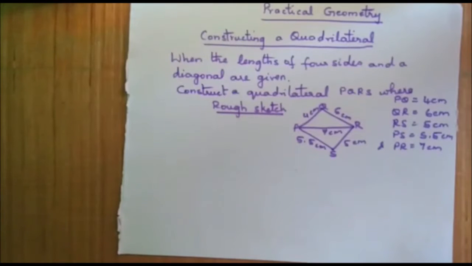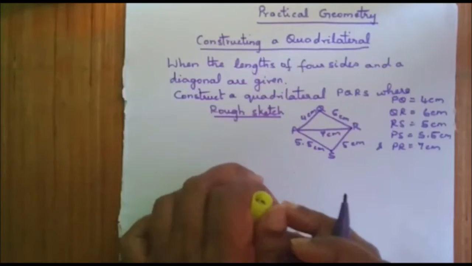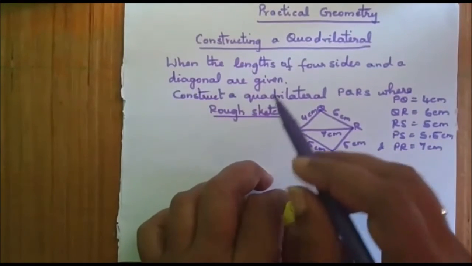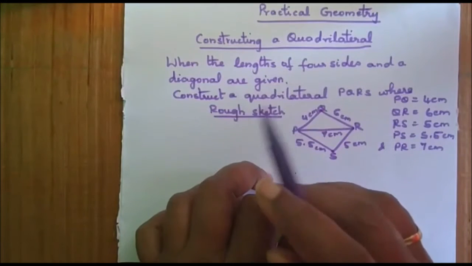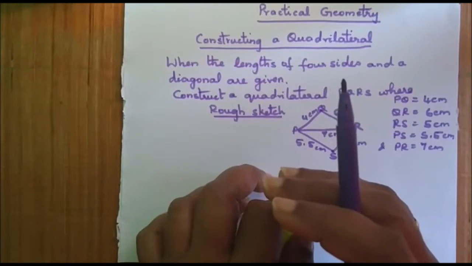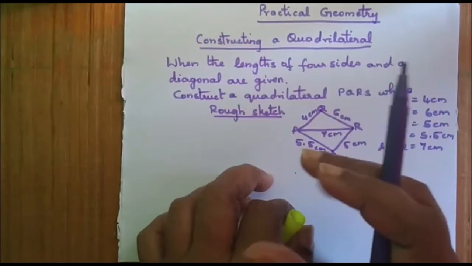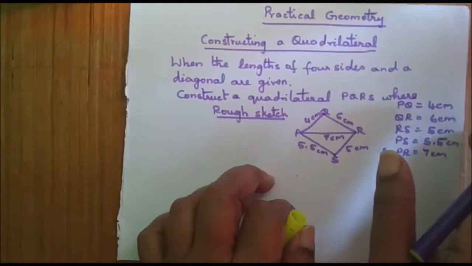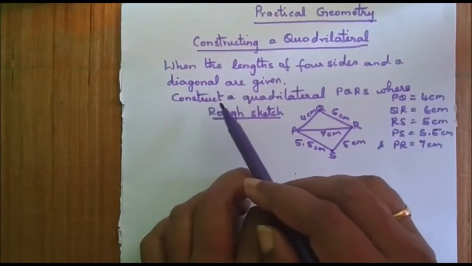Now, in this first case, we will construct a quadrilateral where we are given the lengths of four sides and a diagonal. Depending upon the information, that is, if angles or diagonals are given, we will construct different types of quadrilateral. So first let us go to the first problem.